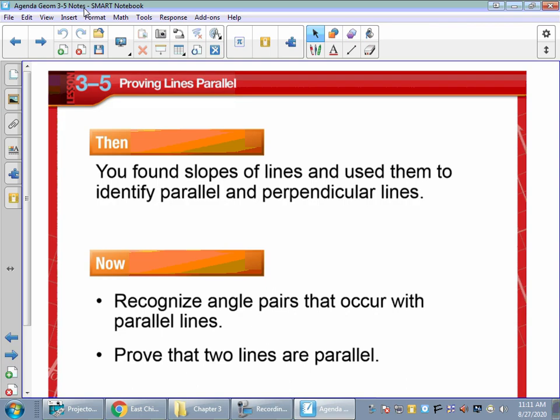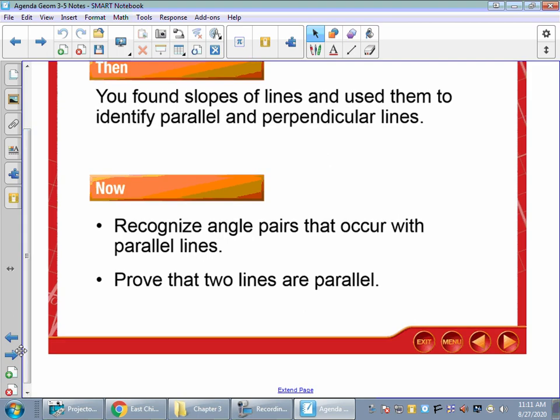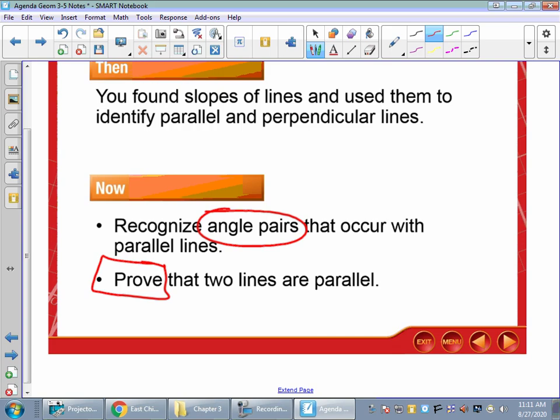So before, we found slopes of lines and used them to identify parallel and perpendicular lines, and then we could know what the angles were based on that. Here we're kind of going backwards. We're going to recognize the angle pairs right off the bat, and because of those angle relationships, we'll be able to prove that those lines are parallel.